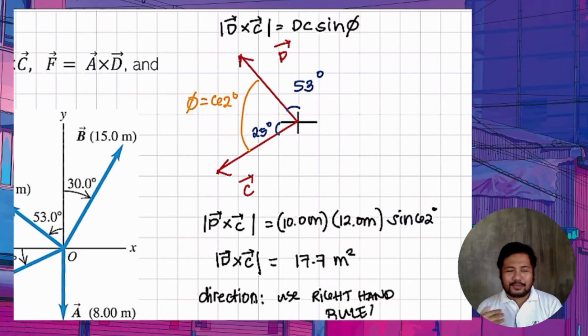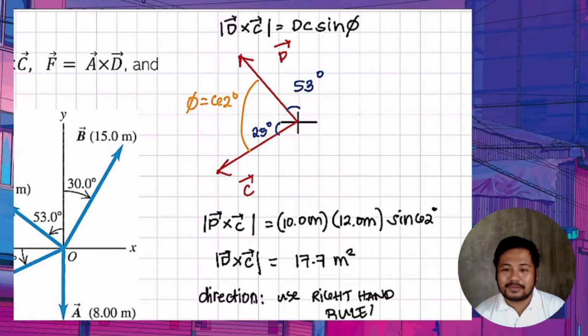So we have the idea now that if it's just in the x and y plane, the cross product D cross C is just in the negative z or positive z axis. So using the right hand rule, we just put the right hand on the first vector, that is vector D, and then we curl it toward where our vector is going. So it's coming from vector D crossing to vector C.